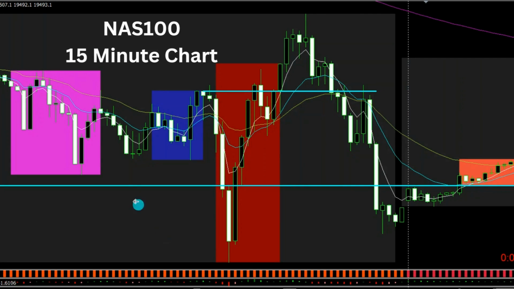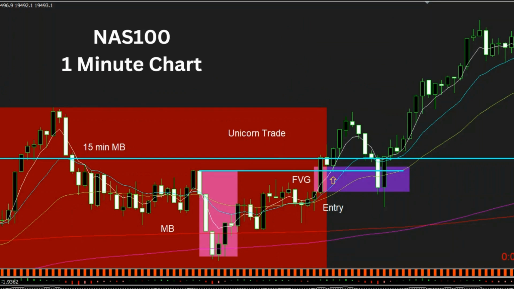In this last example, we see a low, a high, and a lower low created. Once price closes above this mitigation block, we're looking for an entry below the line we drew on top of the mitigation block. On the 1-minute chart, we see again price closed above that 15-minute mitigation block, comes back down, creates another mitigation block, and then a fair value gap engulfing that mitigation block. That is the unicorn trade. We look for an entry once price dips back below into this fair value gap.